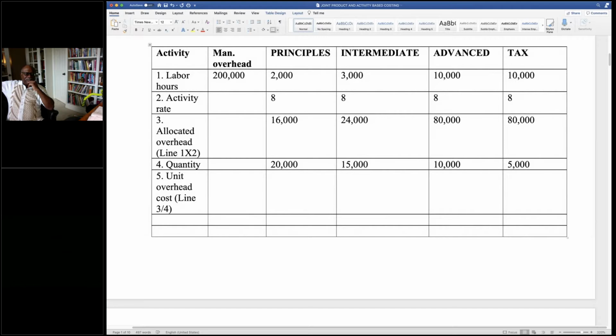All right, number 5. So what we're going to do for number 5 is we're going to divide line 3 and 4. And that's going to get us 0.8. Mm-hmm. 4.8, yeah. Okay. And then 1.6 for the next one. And then 1.6. And then 8. And then 16.